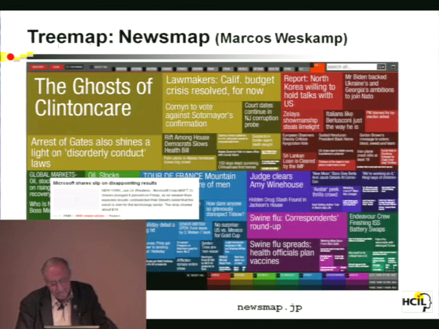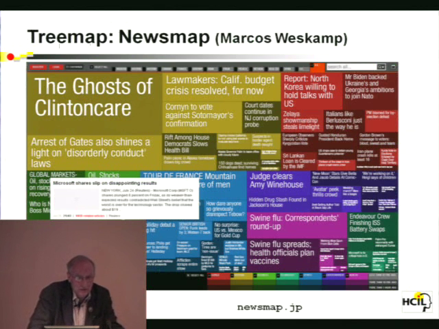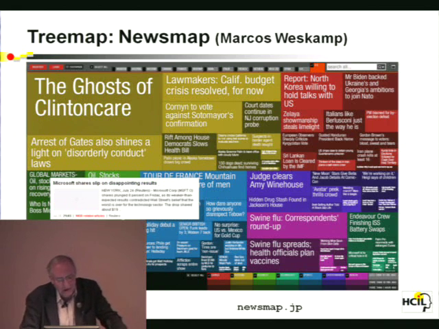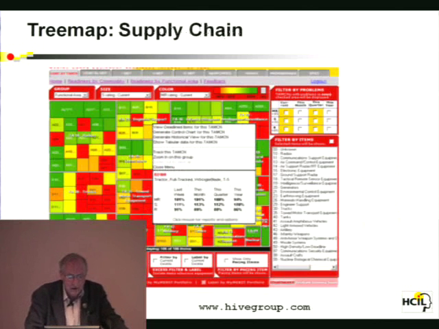Okay? Many people have picked up on this. It's one of the great pleasures. This is a wonderful work of a 26-year-old Argentinian named Marcos Weskamp, who built a tree map called the News Map, which shows the world's news, 20 countries, and the area indicates the number of stories about that topic, and they're organized by world news, national, business, technology, sports, and so on.